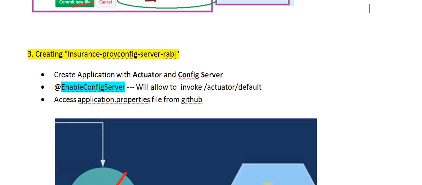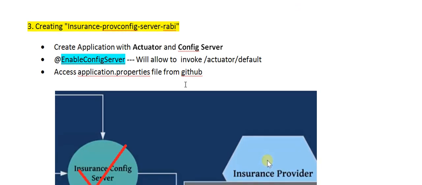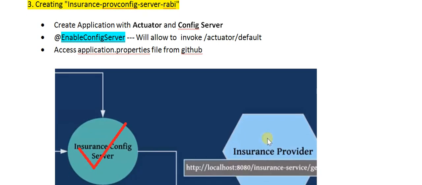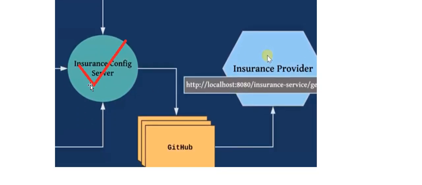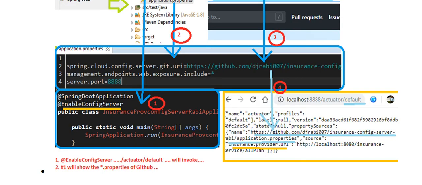So to make it the server, how can I know that this is the server? You have to include the actuator and config server, and the annotation @EnableConfigServer. This will allow you to invoke the actuator default and access the application.properties file from GitHub. How can we maintain it? Then this application I am going to create. This service we have already created, and these applications I am now going to create.